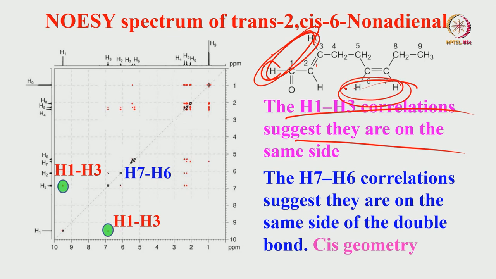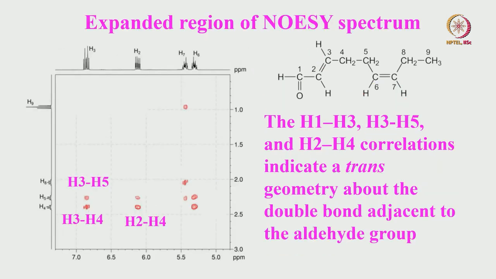You have got the information already. And you can expand this further. You can see H1 correlating to H3 and H3 to H5. This is correlating to this one. And H2 is correlating to H4 here. See, this should be on this side. If it was on the other side, it would not give a correlation to H4. So, all this indicates this is a trans geometry, whereas this is a cis geometry.